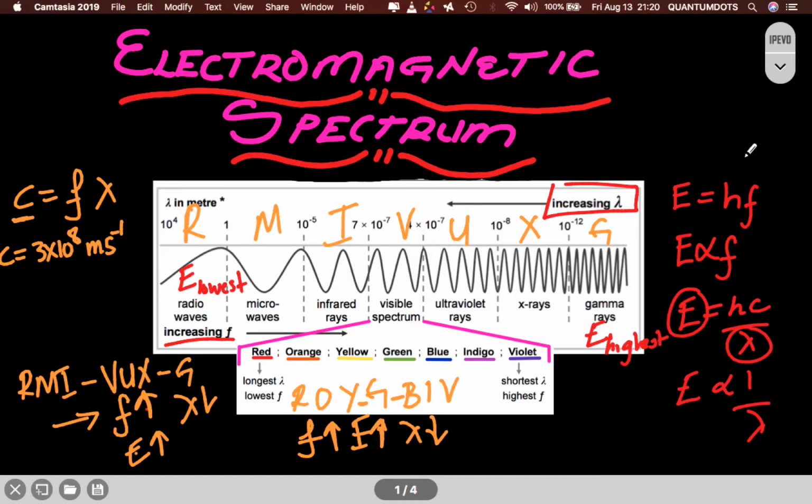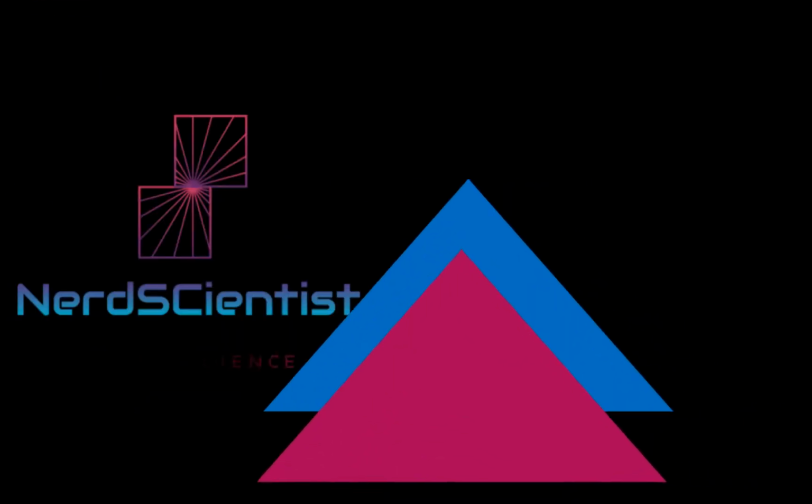And then, of course, like I said, this is also a constant, which is the Planck's constant. And the Planck's constant is equal to 6.63 times 10 to the power of negative 34 joule seconds.